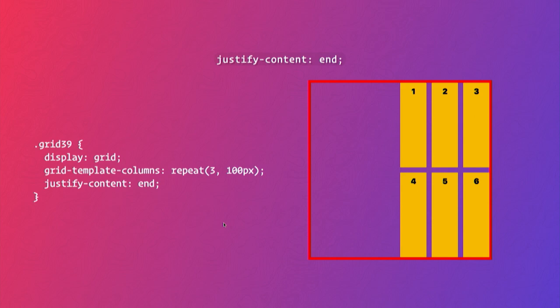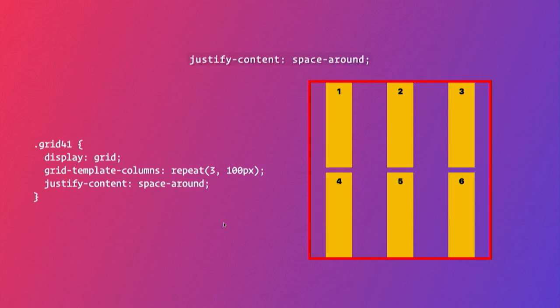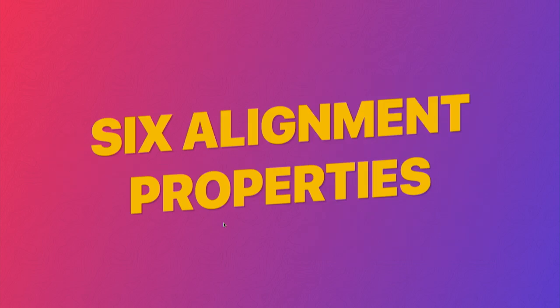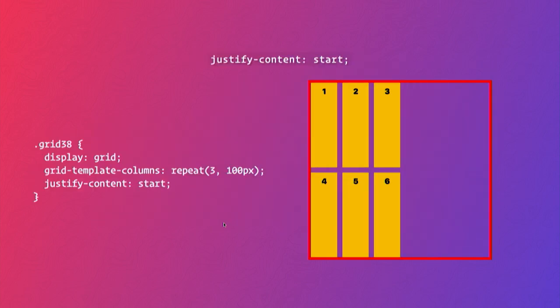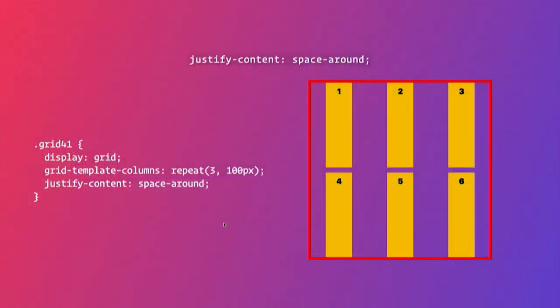Justify content end, obviously it puts it on the end. Space between, this one's really helpful, so it'll just take the extra space and put it in between all of your elements. And then we have space around, which will evenly distribute the extra space in between each one.